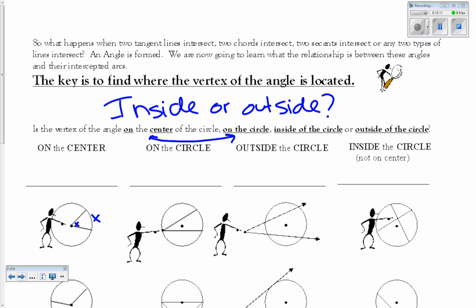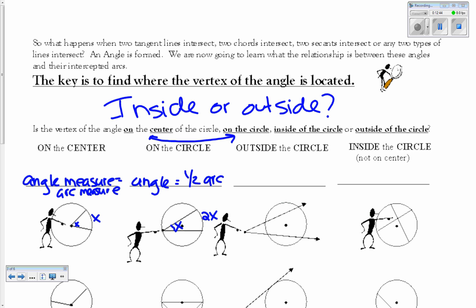Let's write that in better words. Angle measure equals arc measure. When it's on the circle, we looked at that. The angle is 1/2 of the arc. So if this one is x, this one out here would be 2 times x. The angle when it's on the circle is 1/2 the measure of the arc.